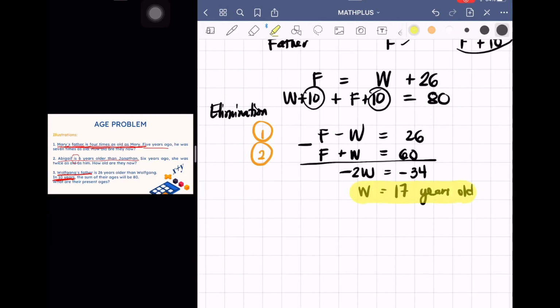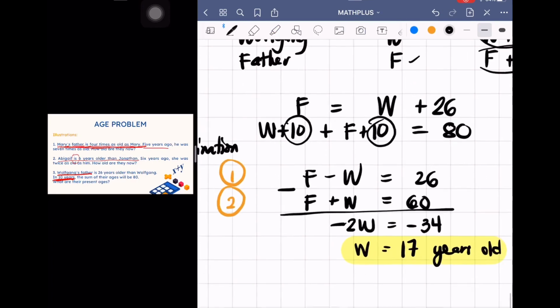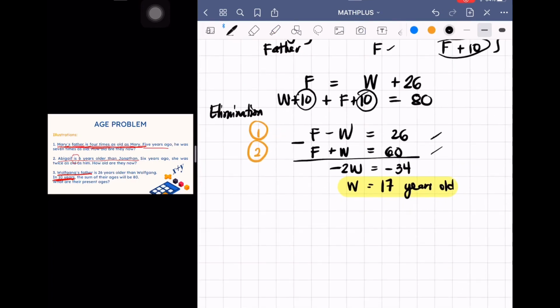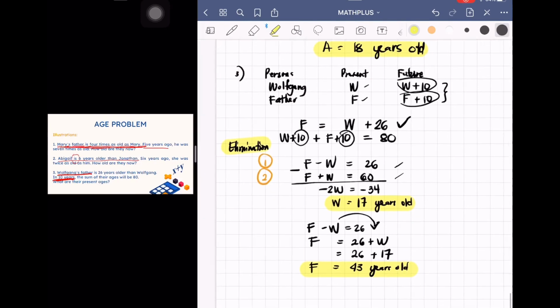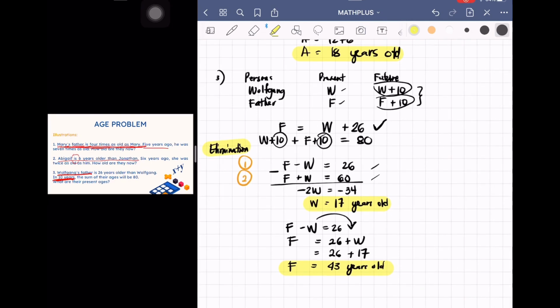Okay, let me highlight that. To get the father's age, you can use either of the equations, right? If I'm solving it, I'll use the first equation, F minus W equal to 26, or if you want, just use this one. That's the same equation. That's F equal to 26 plus W. If you transpose, that's also what comes out. So that's 26 plus W's age, which is 17. You'll get the father's age, which is 43 years old. The solution I used here is the elimination method. The solution I used in the second problem was the substitution method.